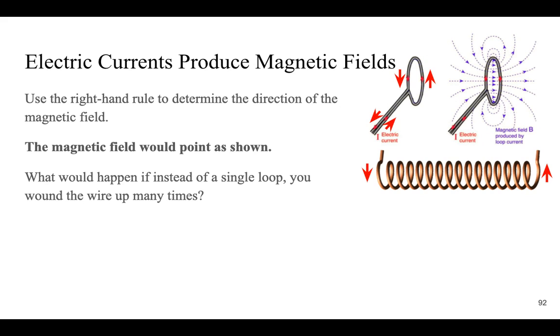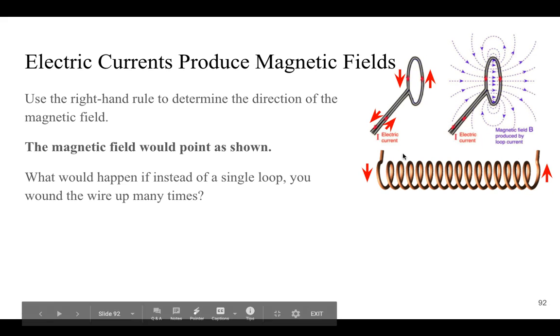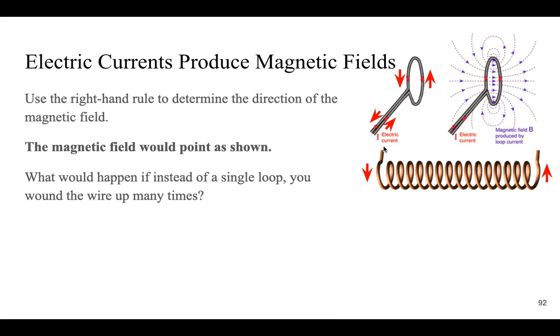So instead of having a single loop, what happens if we took this piece of wire and wrapped it around many times? So in this picture, sorry, it doesn't match exactly what's going on in these pictures. I looked, I couldn't find one. So you can see the current coming down here. So coming down in the front, going up in the back, down in the front, up in the back, down in the front. I'm not going to do it for every loop, but that's the idea. Down in the front and up in the back.